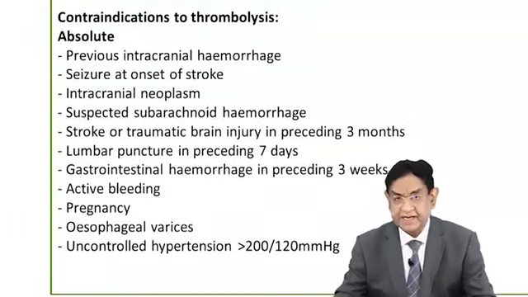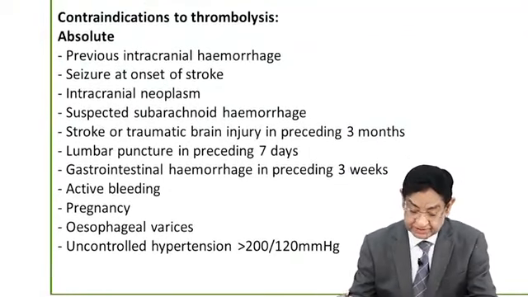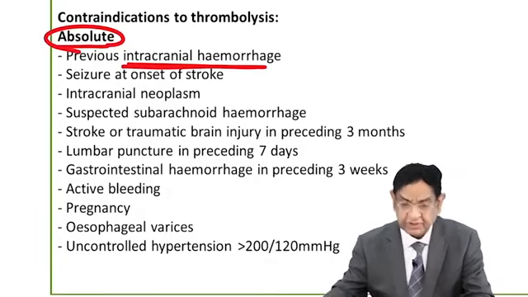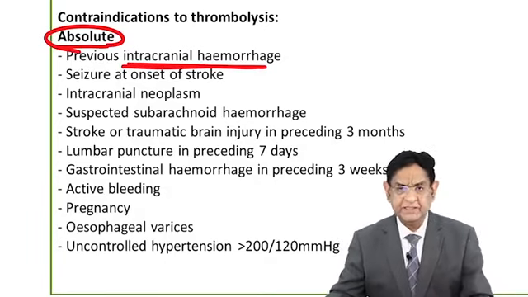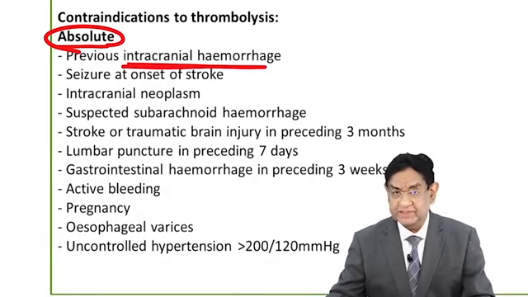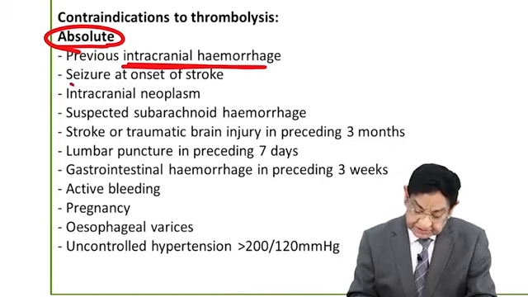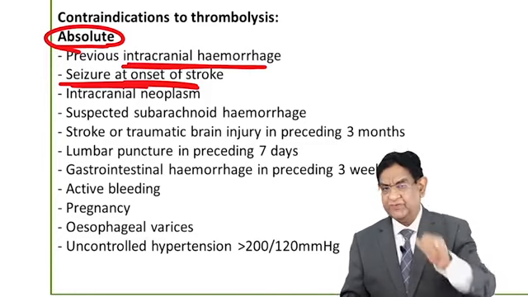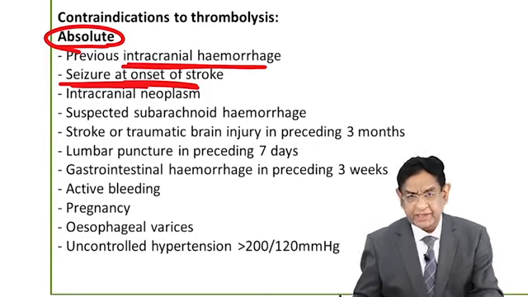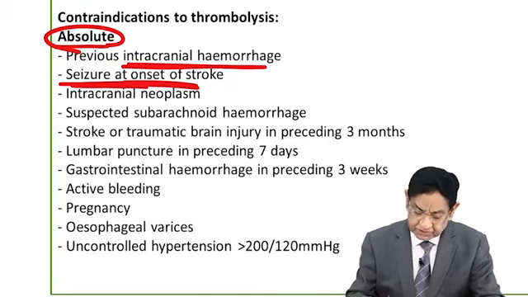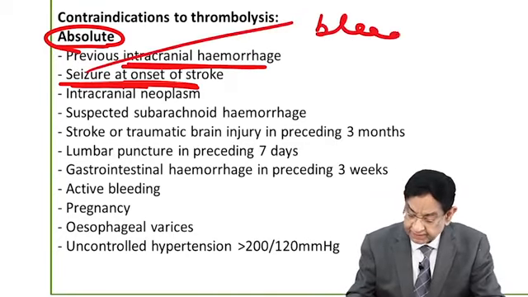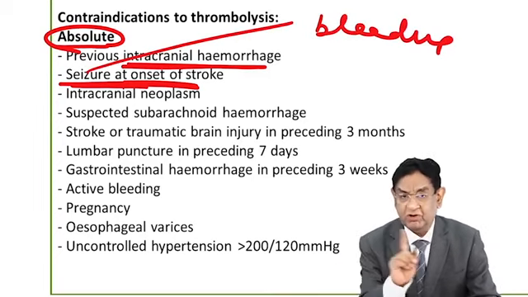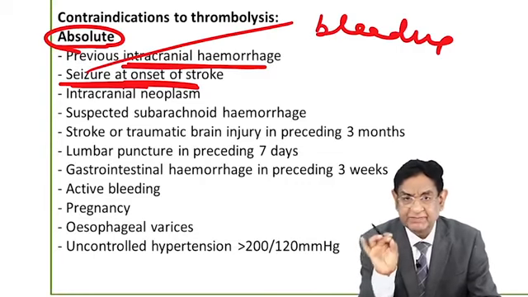Now, what are the contraindications of thrombolysis, where you will not do thrombolysis? Previous intracranial hemorrhage is an absolute contraindication. The patient had a hemorrhagic stroke in the past, but now has come with an ischemic one. Don't do it. Seizure at onset of stroke: normally, seizure is not a feature of stroke. But if due to any reason it is there, seizure usually occurs in bleeding. In hemorrhagic stroke it may occur, not in ischemia. So with seizure at onset, 99% you are dealing with a hemorrhagic stroke.